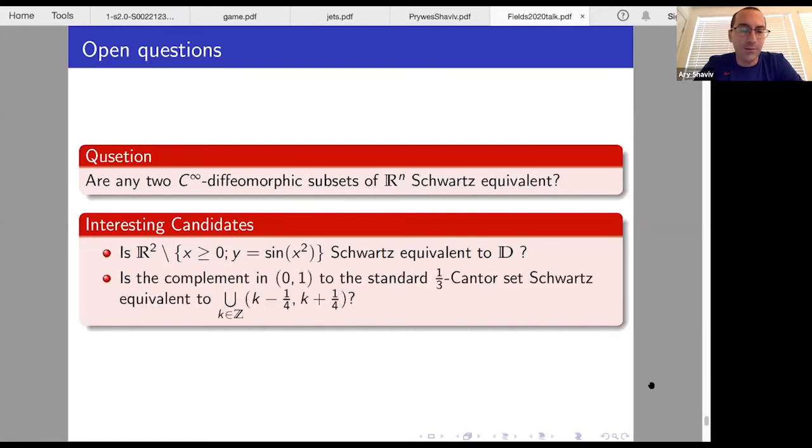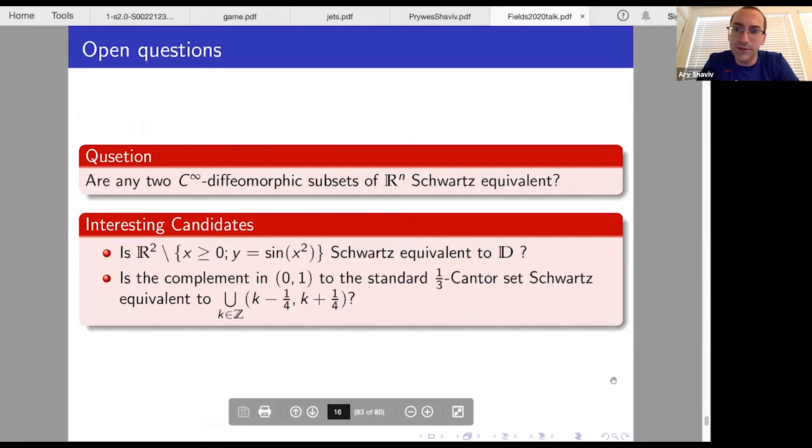And the second example, which will be the last example: if we take the 0-1 interval and delete the one-third Cantor set, we get an open subset. It's quite bad, but it's an open subset, and it consists of countably many intervals. So the question is, is it Schwarz equivalent to just a union of intervals far away from each other? We don't know this question either.